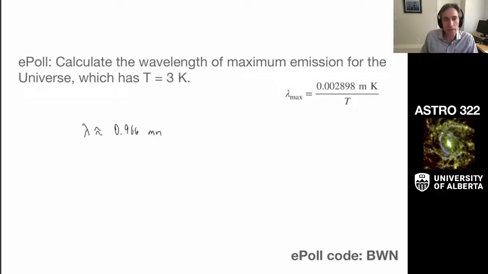Okay, that brings me to the end of thermal emission. Any final questions before we move on to angles?